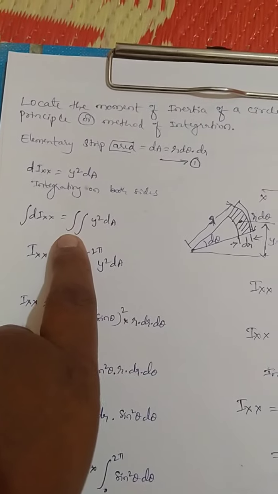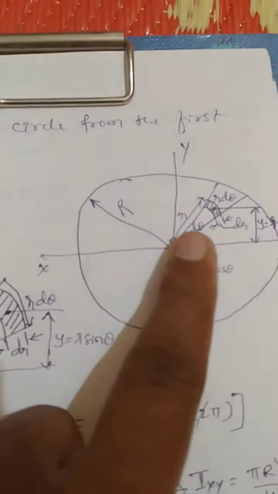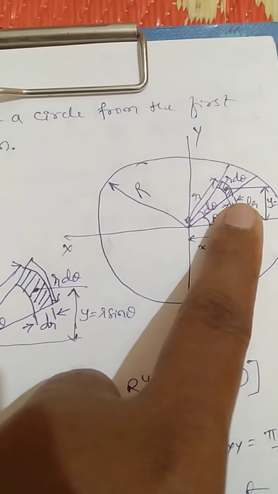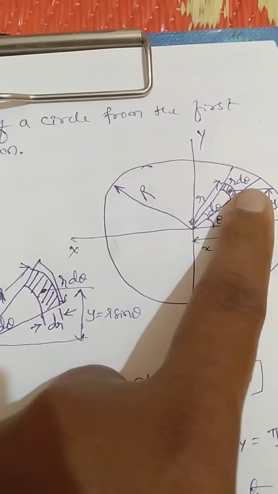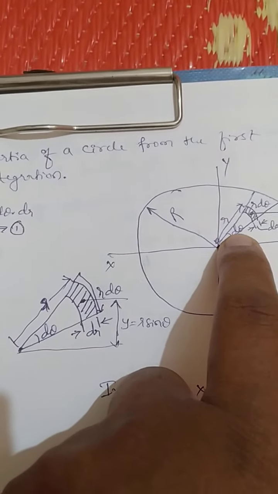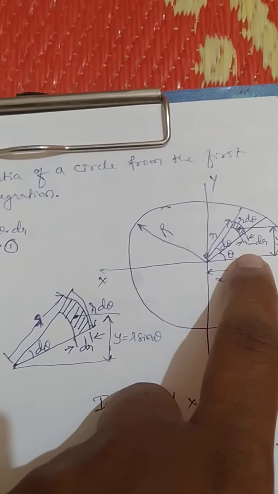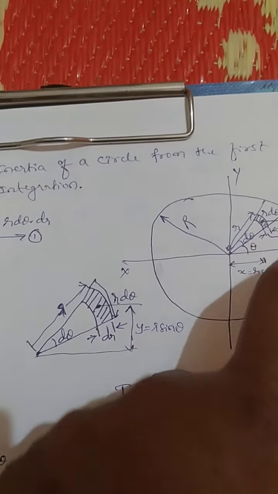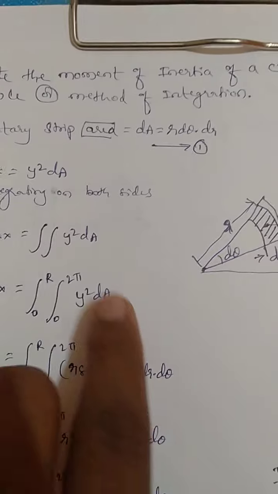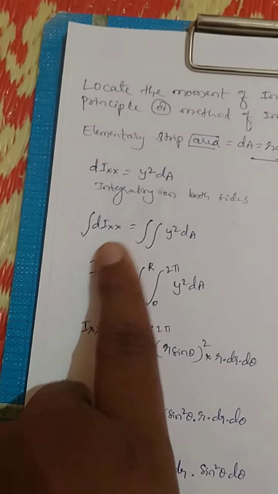Here I have taken a double integration because the elementary strip I have considered varies along the radius, where the radius varies from 0 to the maximum, capital R. The angle, d theta, also varies from 0 to 360 degrees, because the angle made by a circle is 360 degrees. That is the reason I have applied double integration here.